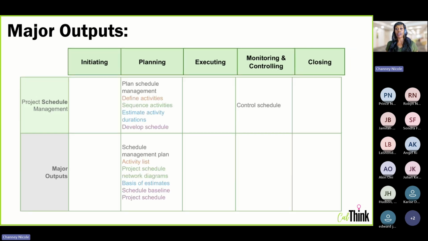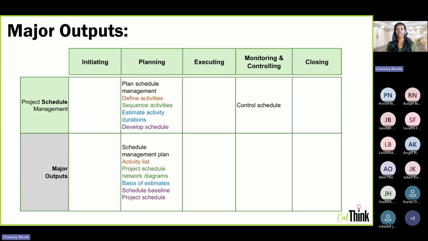We'll review each knowledge area, then we'll go back to our practice questions to tie it all in. Now, again, for schedule management, there's a lot of outputs, but they're mostly going to be in the planning area. So for plan schedule management, you'll get a schedule management plan.